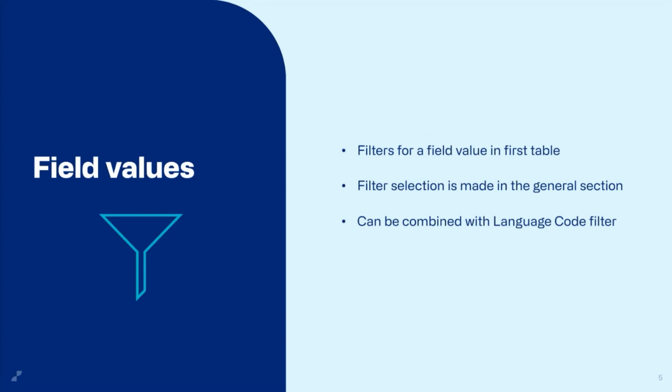Two of them are very alike, but the first one, the field values, it is important to note that this can only be combined with the language code filter. So we cannot do a combination of a field value filter and a dimension code filter. The selection for which type of filtering we want to use is done in the general section of the template. So there we have to select whether we want to use field values or dimensions.